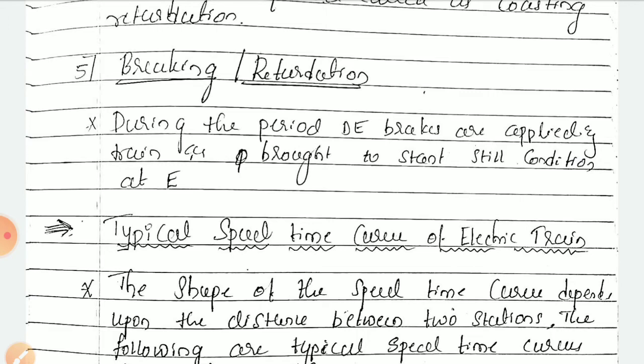Speed time curve is a graphical representation to indicate the actual run of a train, which indicates the constant acceleration, decreasing acceleration, coasting or free running period, then braking period, the retardation period. A combination of all these things gives you a speed time curve. That's about the speed time curve.